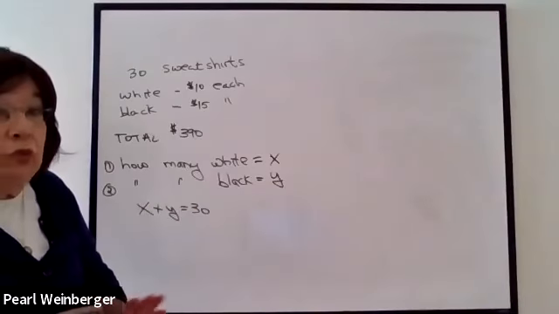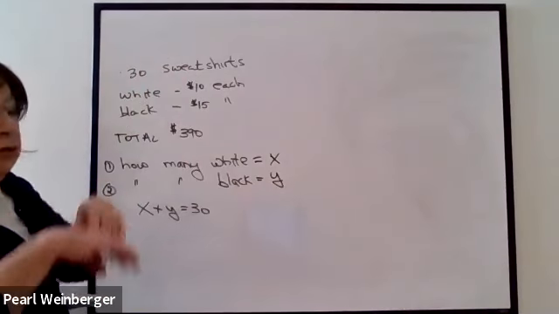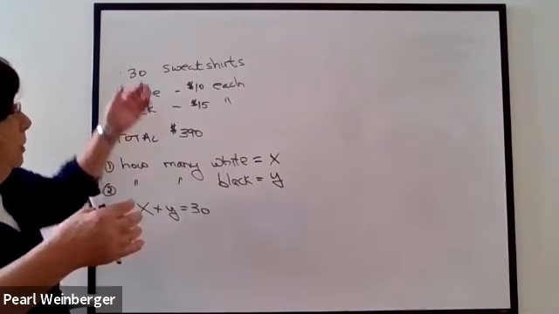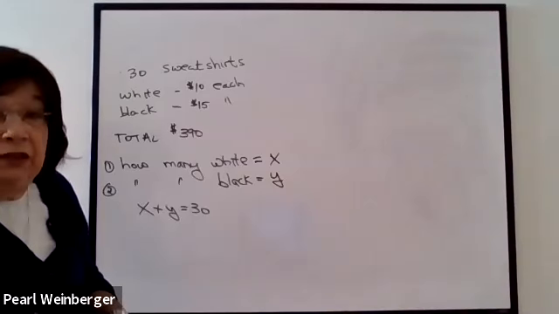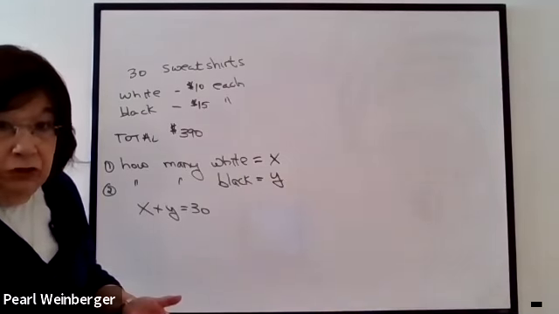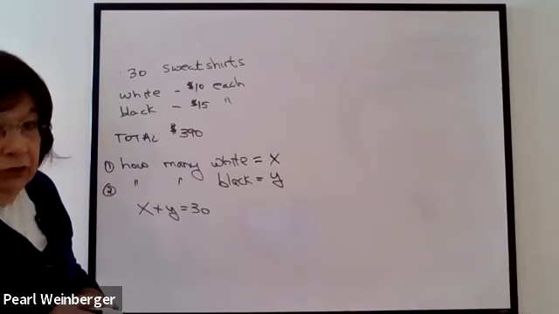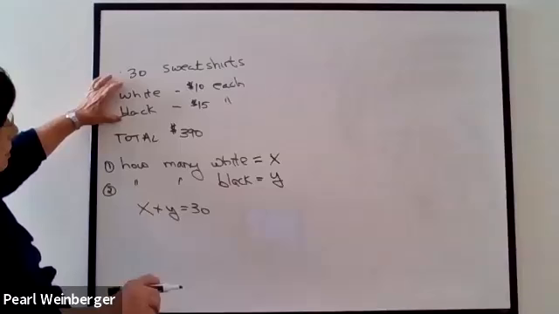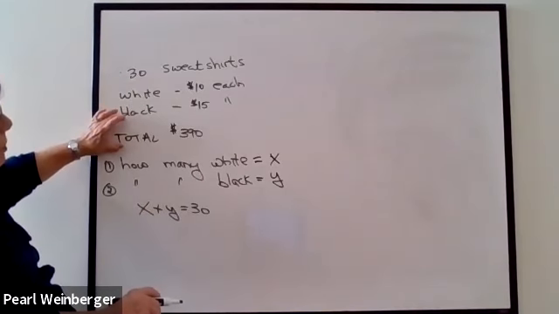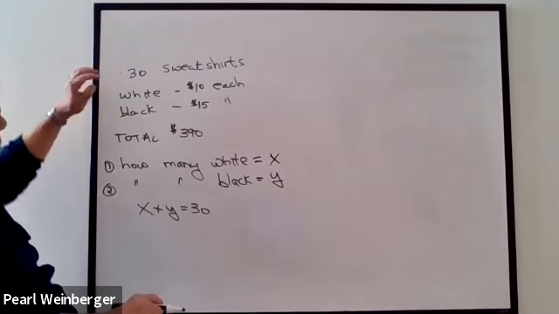If you notice, we didn't make use of the fact that the white shirts cost $10 and the black shirts cost $15, because when we were told how many shirts were sold in total, it had nothing to do with the price of those shirts. But we now need to write another equation. And in that equation, we have to take into consideration the price of each shirt and the total amount of money that was made. So how do we do that?